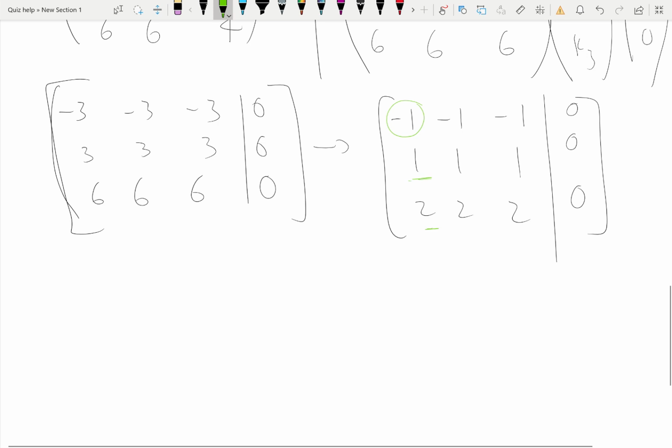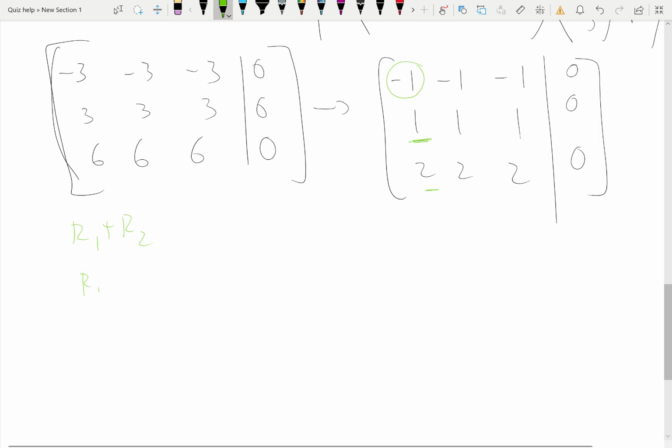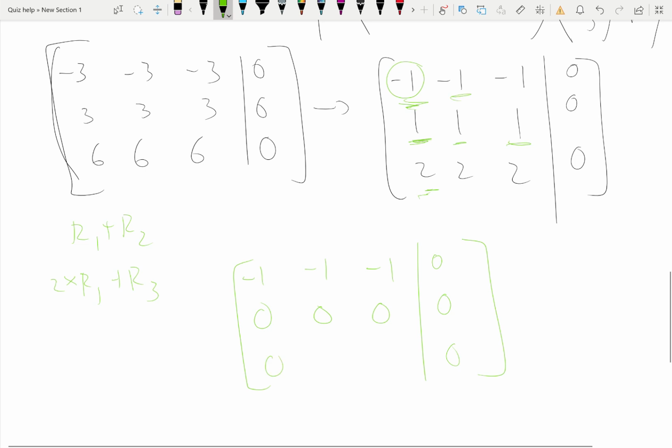To create 0 in the second position, we can add the first row to the second row, because negative 1 plus 1 is 0. And then I will also multiply the first row by 2 and add it to the third row, because negative 2 plus 2 is 0. So what I get is negative 1, negative 1, negative 1 here. First row doesn't change. Negative 1 plus 1 is 0, negative 1 plus 1 is 0, negative 1 plus 1 is 0. Negative 2 plus 2 is 0, negative 2 plus 2 is 0, negative 2 plus 2 is 0.